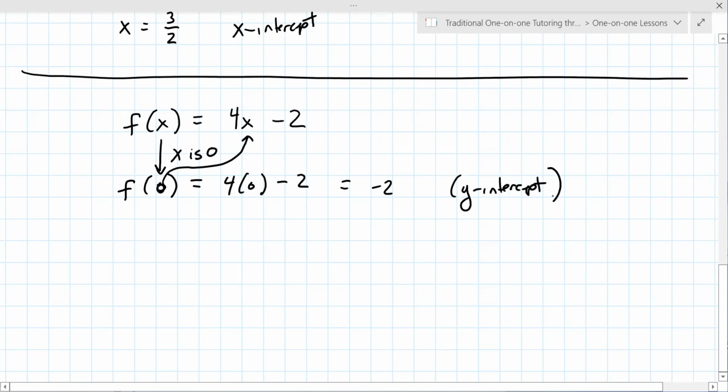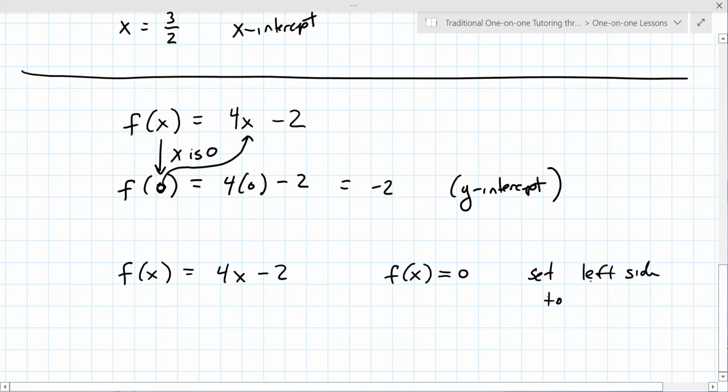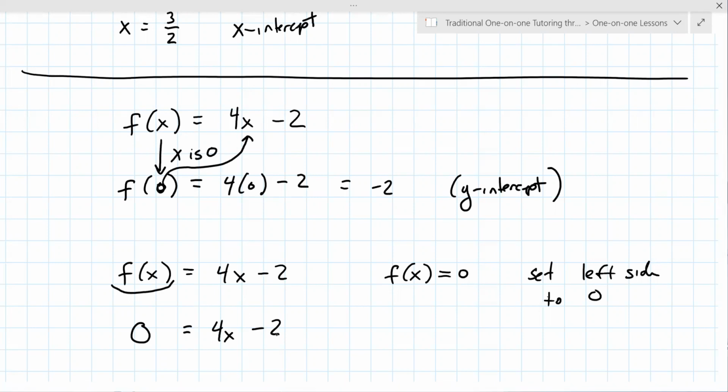All right. Now, the next part is what you were trying to do for the earlier problem. You're going to set f of x equal to 0. This means set the left side to 0. So this f of x literally becomes 0. I can't overemphasize how often students mix these up, and I don't have a solution to that.